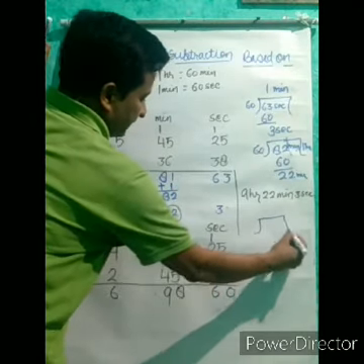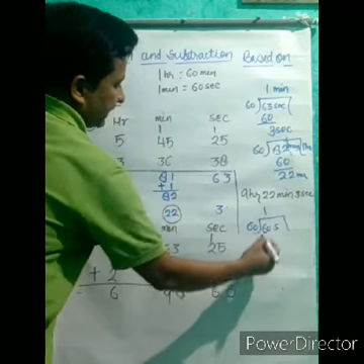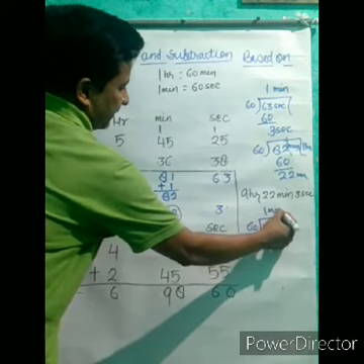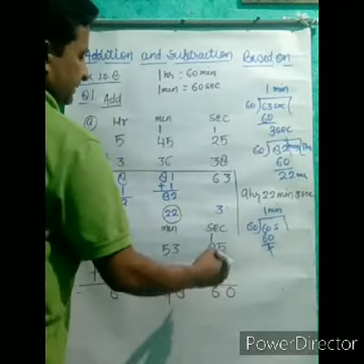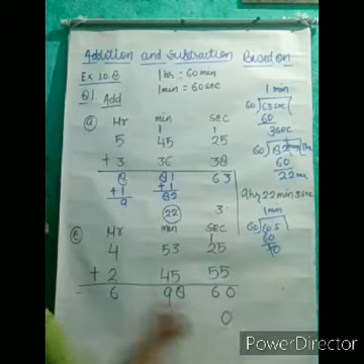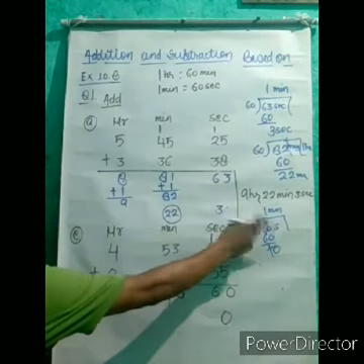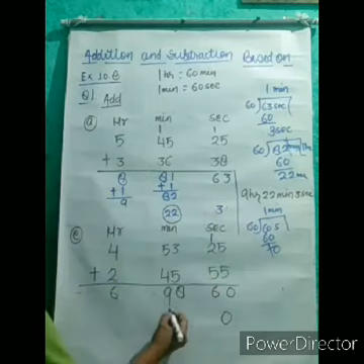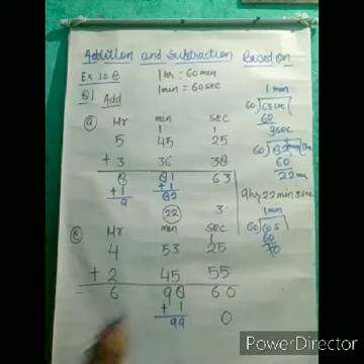So 60 seconds divided by 60. How many times? One time. The answer will come in minutes. Here left nothing, so nothing means 0. So you will write 0 under this, and 60 divided by 60 is one time, meaning 1 minute. That 1 you can add in this. Here you will get 99 minutes.